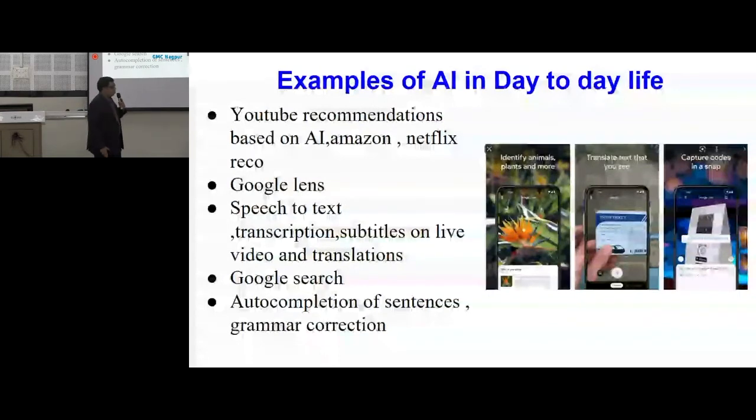Video translations, live translation it will give. If I am talking in English, it will give in Marathi or Hindi or vice versa. Google search again is based on artificial intelligence. Auto-completion of sentences. Sometimes we are typing and we see auto-completion in our mail based on AI. Grammar correction again, the same thing. So we are using AI in almost everyday life.